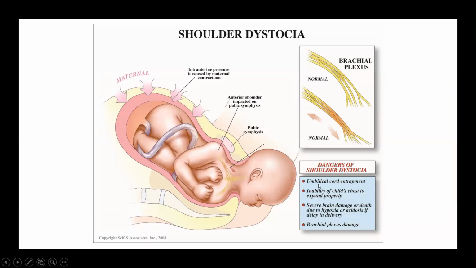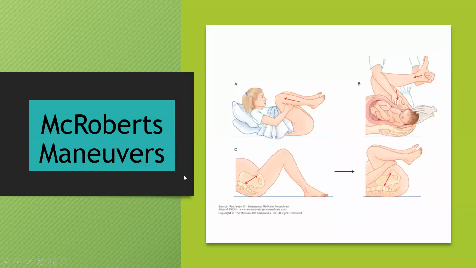There's also the possibility of umbilical cord entrapment, which means that we're compressing that umbilical cord and the baby is not able to get any blood flow. If that were to continue, there would be severe hypoxia and potential acidosis and brain damage, and then again the brachial plexus damage. So one of the maneuvers that is nurse driven is called the McRoberts maneuver.